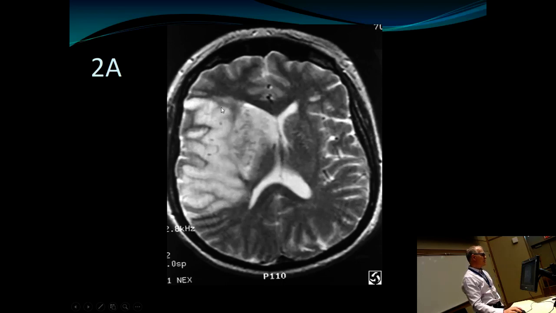And so this is what they look like, and over time when someone has a stroke, it just becomes like a fluid-filled space. That's why this has pretty much the same signal characteristic as the cerebrospinal fluid. It just tells you this has been there for a while. So this is what a middle cerebral artery stroke looks like.